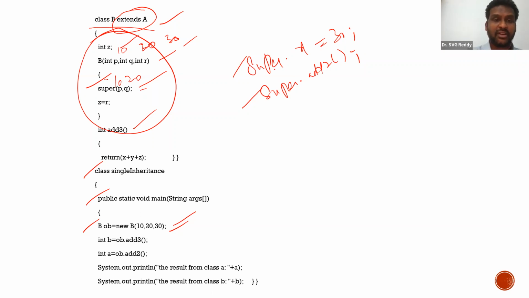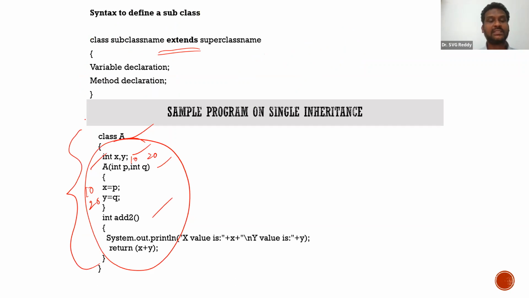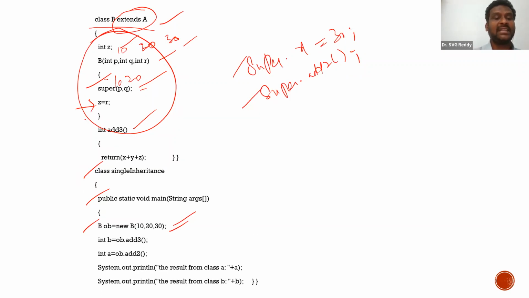Now from here it has gone there, came back, and now it will come here. See, X is 10 and Y is 20, and then Z is 30. So with this line, we now have X is 10, Y is 20, and Z is 30. Now ob dot add3. What is add3? It returns X plus Y plus Z. So the B value will be 10 plus 20 plus 30, which is 60.